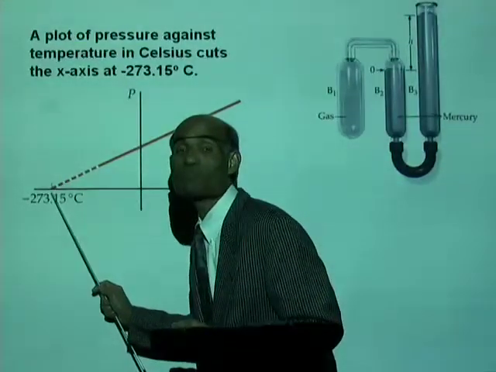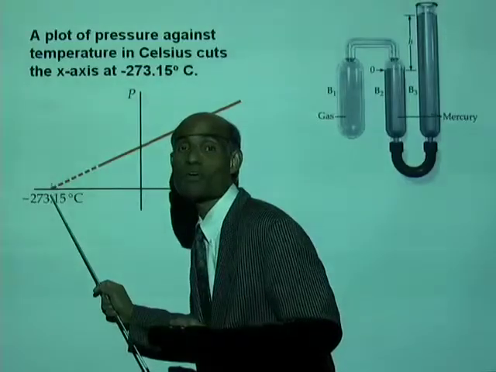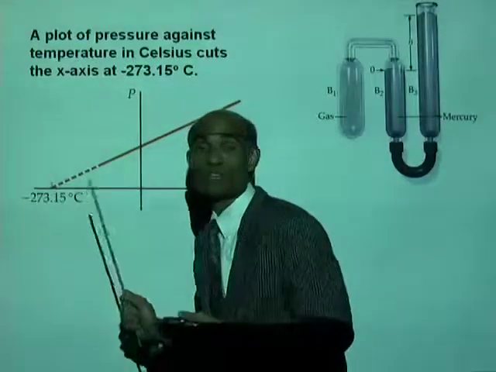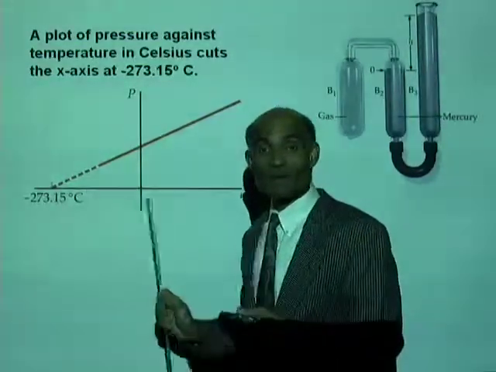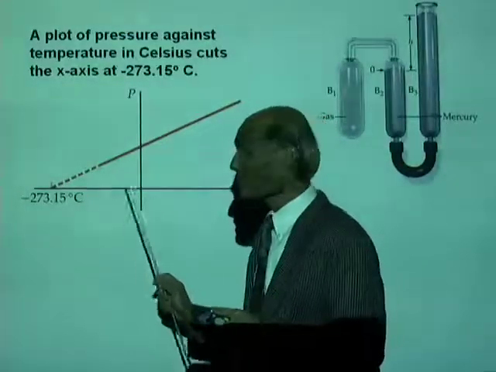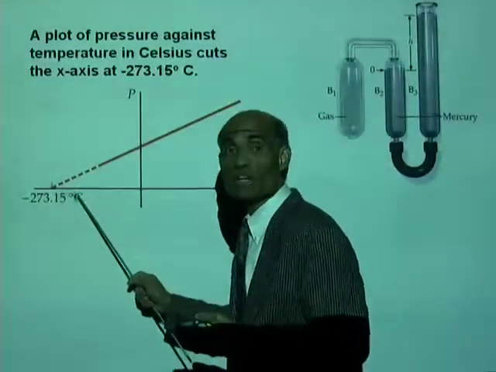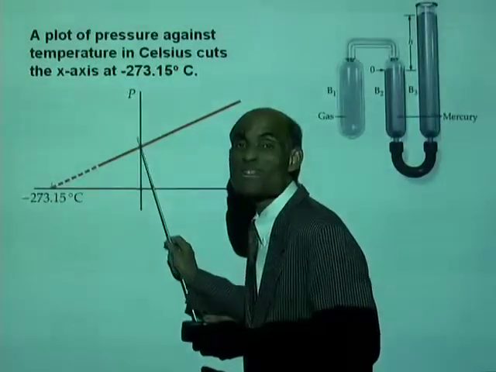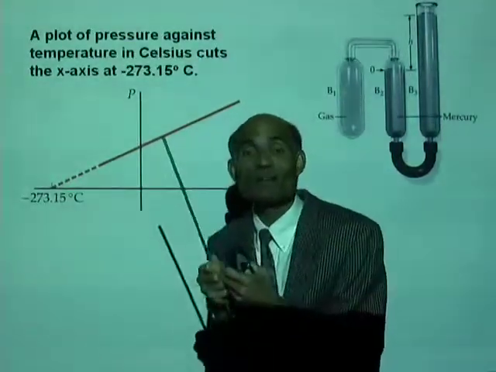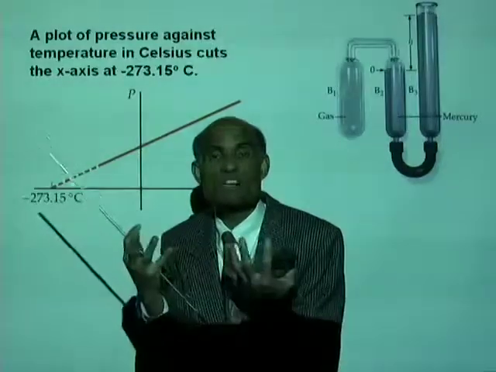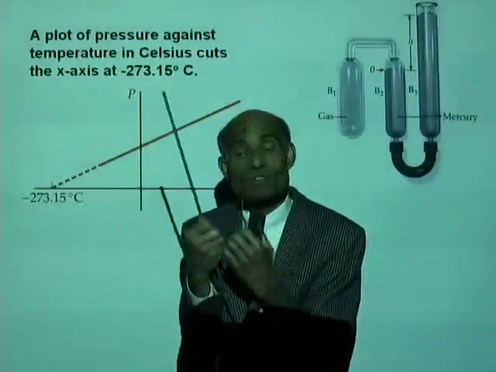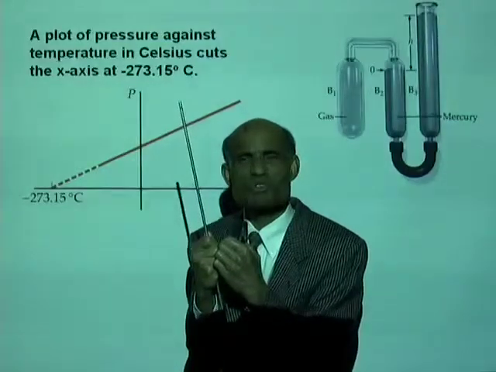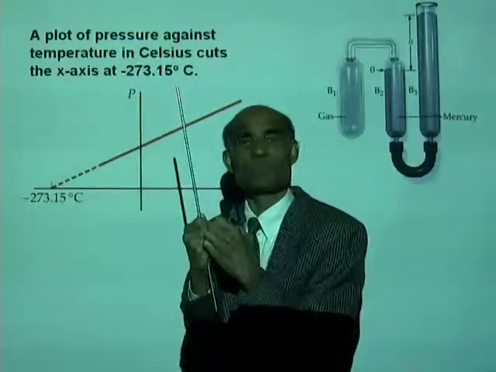What kind of temperature is this? This is the absolute zero. This is 0 Kelvin. That means 0 Kelvin is the temperature at which the gas will cease to have any pressure. The gas will not exert any pressure. Why? Because its molecules are at absolute zero energy.